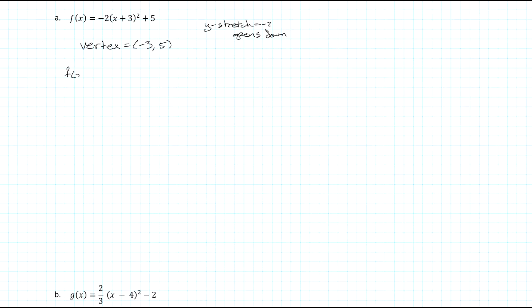If I plug in 0 for x, we'll get -2 times 3 squared, and we'll add 5. Let's do one more step there. This will be -2 times 9 plus 5. So that's going to be a -18, plus 5 is -13. So our y-intercept is the point 0, -13.